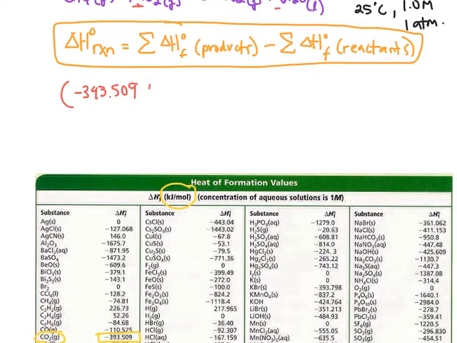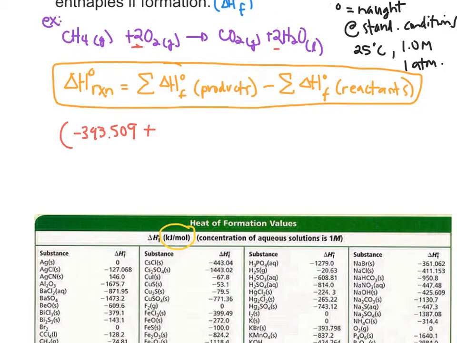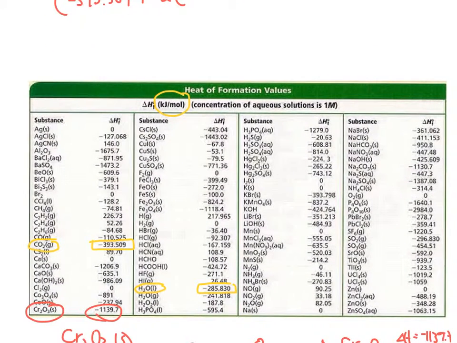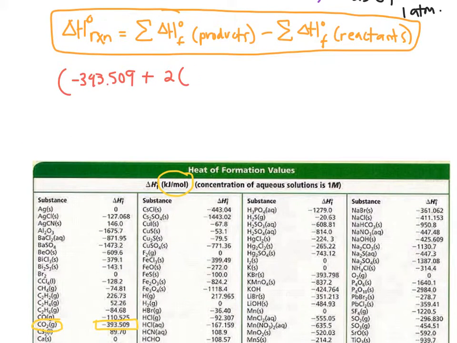And we're going to add to that, and remember there was only 1 mole of carbon dioxide, 2 times the enthalpy of formation for liquid water. And that is negative 285.830 per mole. And we're going to add that all up. And then we're going to subtract from that our enthalpies of formation for our reactants.